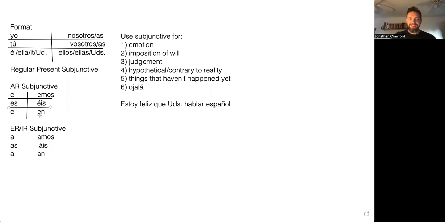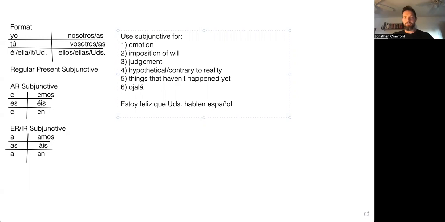So it's going to be EN. AR verb goes to E, and it's ustedes, EN. Estoy feliz que ustedes hablen español. It would be incorrect to say, estoy feliz que ustedes hablan español. That would be incorrect. It's subjunctive in Spanish. And therefore, the vowel, the A, has to turn into an E. Estoy feliz que ustedes hablen español. Estoy feliz que ustedes hablen español.